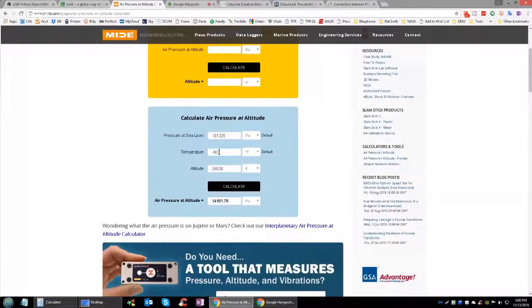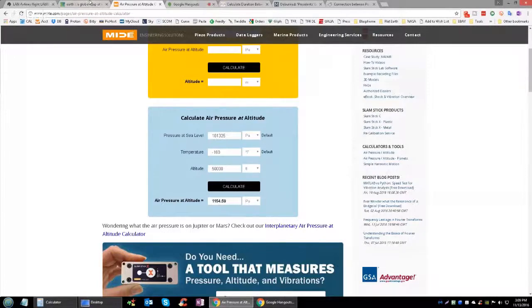So let's say it's a 90-degree day. Now you're talking about 250 less than that, so let's say negative 160. So you put in negative 160 as your temperature and 50,000 feet and calculate that. Well, it comes down to 1,154 Pascals, which in HPAs would be only 115, or would it be 11? Might be 11, might even be lower than that.